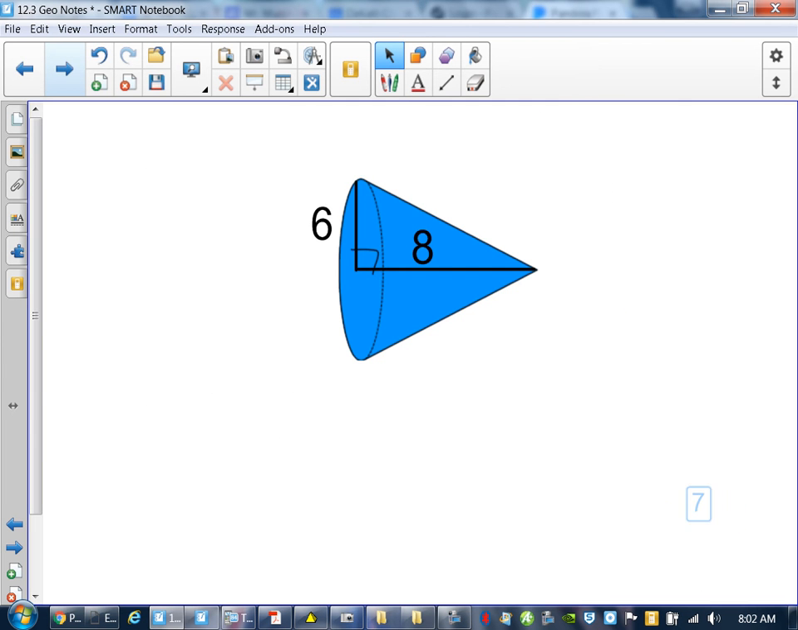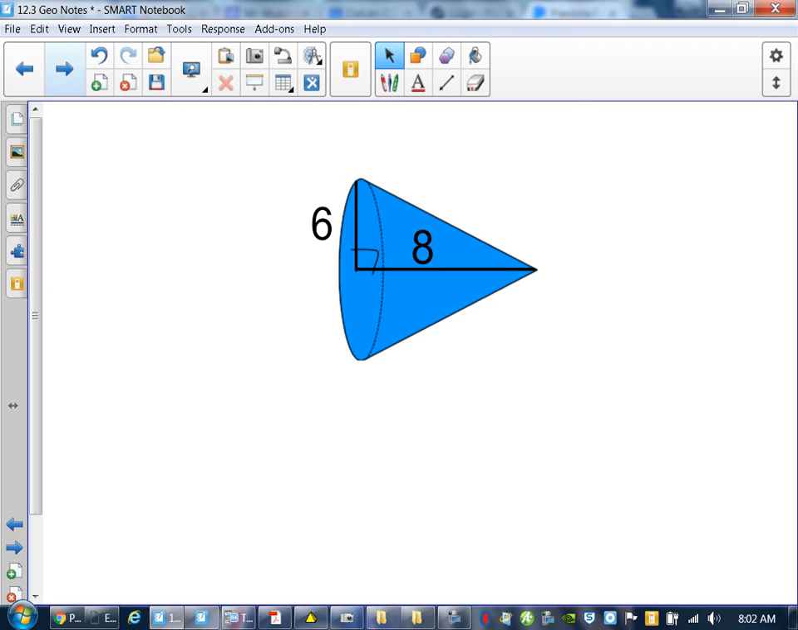So anyway, once again, you'll have cones that are standing up, cones that are sliding down. We could have one on its side. It could be snow cone mode. It could have a whole bunch of stuff. It just all depends on how they draw it.